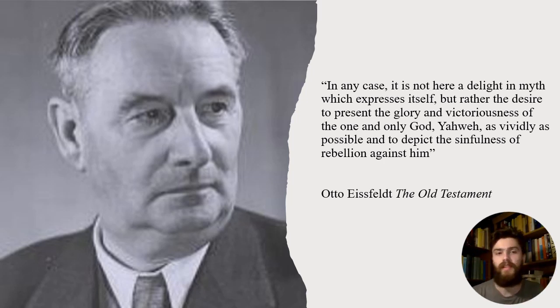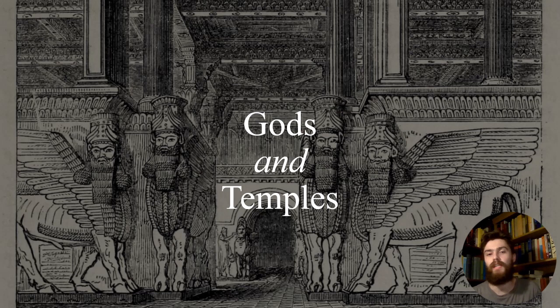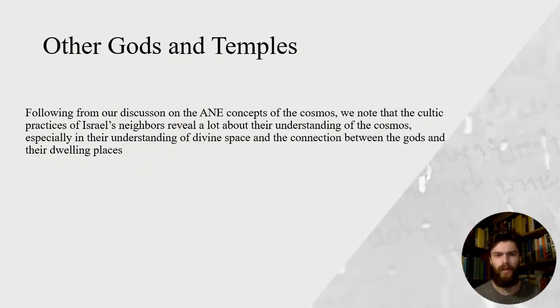With all that in mind, I think the next stage we can move on to is the understanding of the ancient Near Eastern gods and temples, divinity, and the divine dwelling places, and how that relates to the biblical view. So our discussion of the concepts of the cosmos and the creation will help our understanding of the cultic practices of both Israel's neighbors and Israel herself. And it reveals a lot about their understanding of the cosmos, especially their understanding of the divine space and the connection between the gods and their dwelling places.